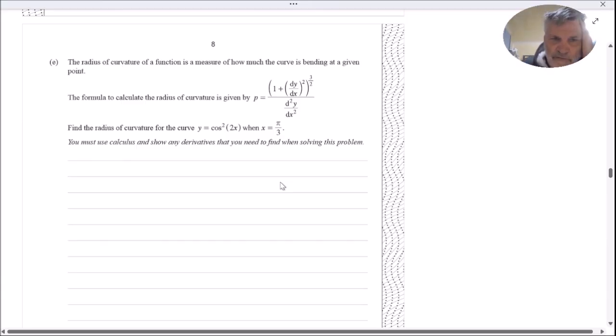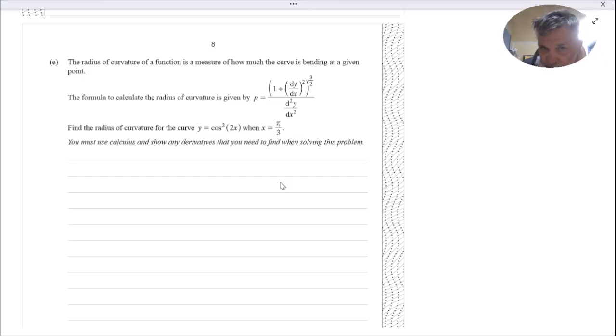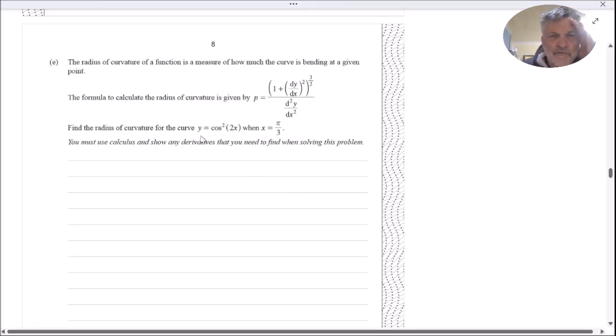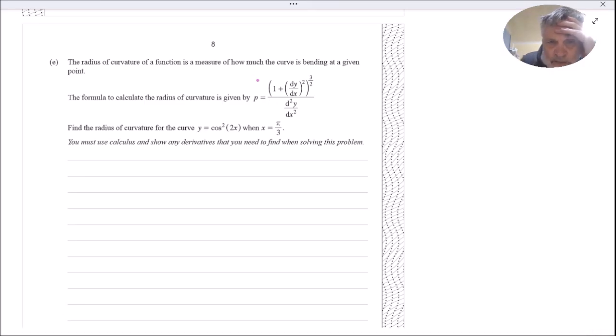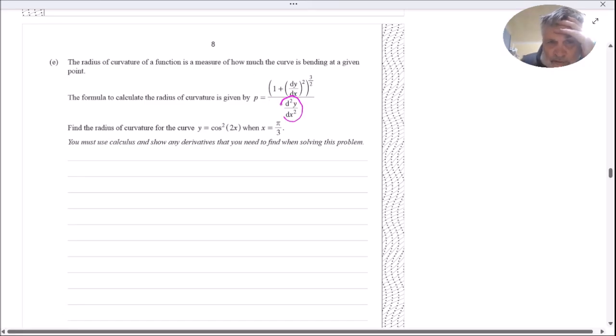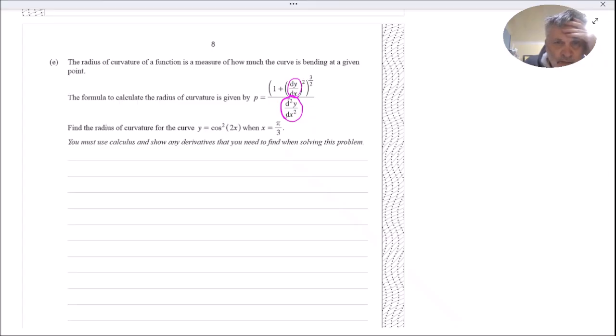The radius of curvature of a function is a measure of how much the curve is bending at a given point. The formula to calculate the radius of curvature is given by rho equals this mess here. Find the radius of curvature for the curve y equals cosine squared 2x when x equals pi over 3. So what do we need? This here's a second derivative, this here's a first derivative. So we need to calculate the first and second derivatives of this function and then just throw them into this messy formula and hopefully get a sensible answer out.